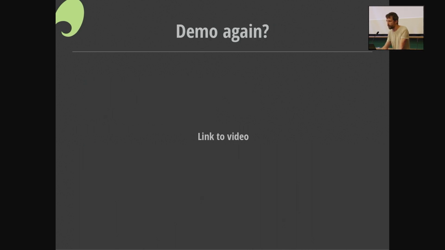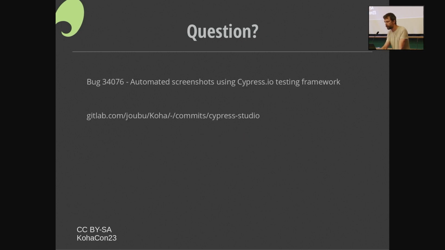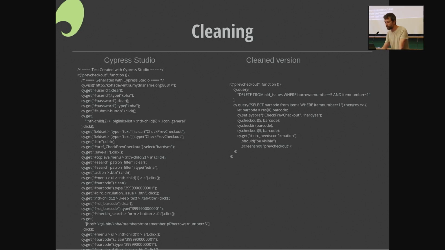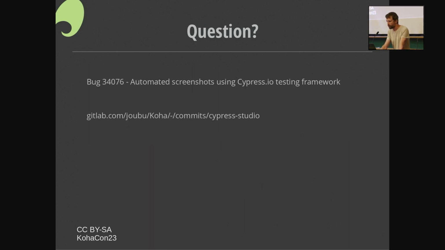So I can show the demo again if I have time. I think I have some time. Or maybe questions first and then I show the demo again. I just want to show this one. On the left is the code generated by Cypress Studio, and then when I've cleaned it, you can see that it's using some selectors that are not really robust. So do you have questions first? Then I will maybe show you the video again.